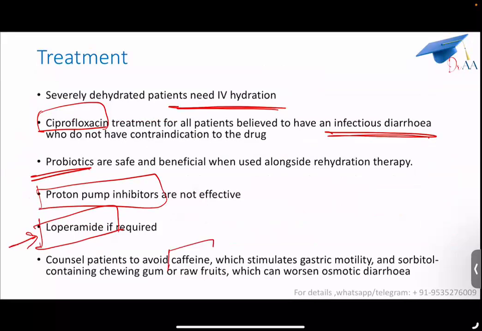Do not advise them to take any caffeine. If they're taking caffeine in the form of coffee or tea, tell them to avoid it. Tell them to avoid sorbitol also. That means sorbitol containing gums or any raw fruits, ask them to avoid it because it is prone to cause osmotic diarrhea. Caffeine we are avoiding because it increases gastric motility. That's why it will worsen the diarrhea. That's the reason we tell them to avoid it.